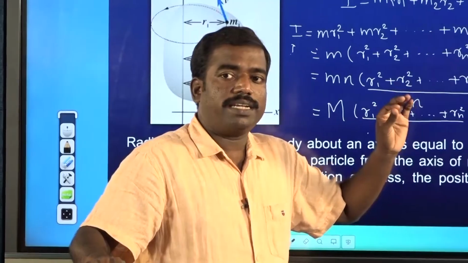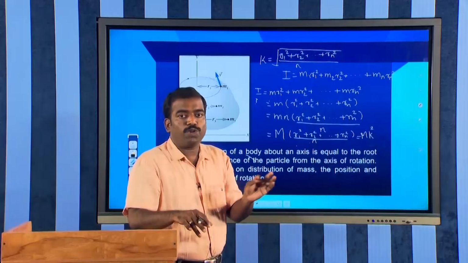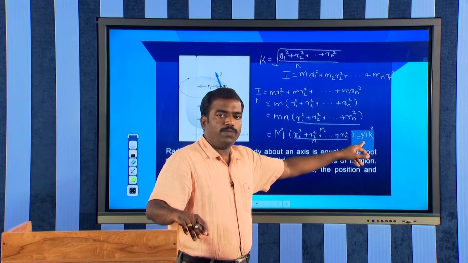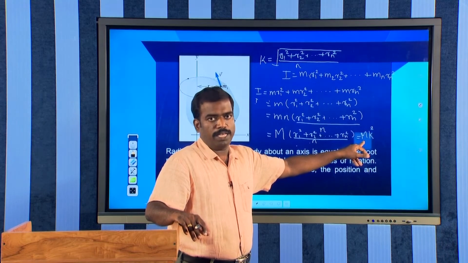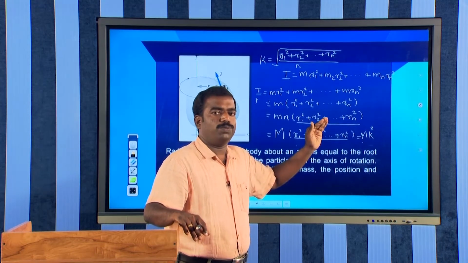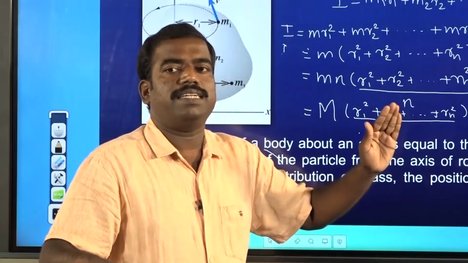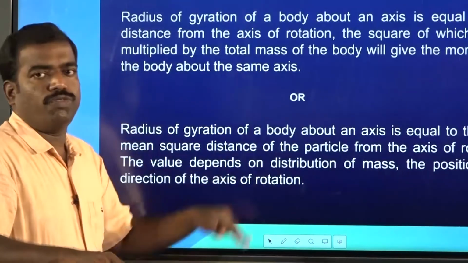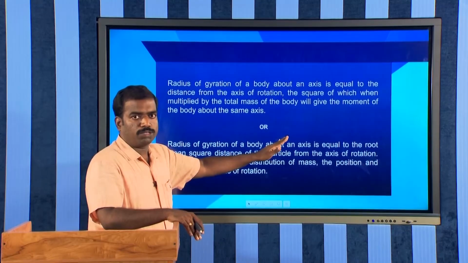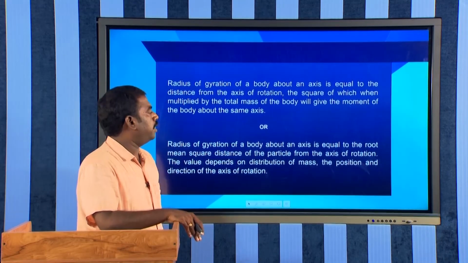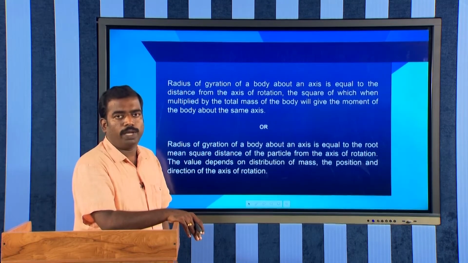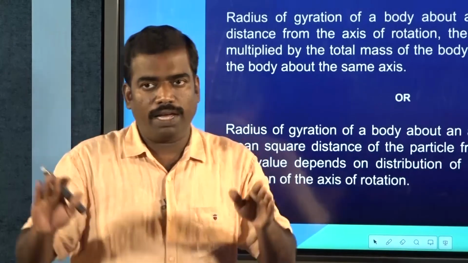So, the radius of gyration is that distance, the square of which when multiplied with the total mass of the body will give you the moment of inertia of the rigid body. You just multiply the total mass of the rigid body with a distance, and that distance is called radius of gyration. So, you can define radius of gyration in these two fashions. First, it is the RMS value of the distance of the particle from the axis of rotation, or it is that distance the square of which when multiplied with the total mass of the body will give you the moment of inertia of the rigid body.